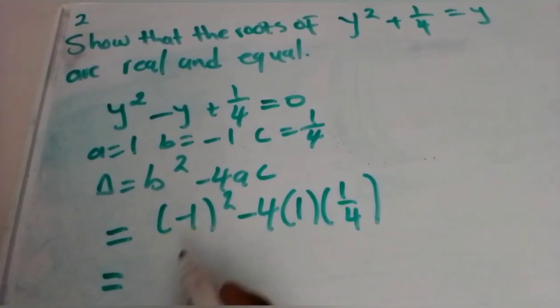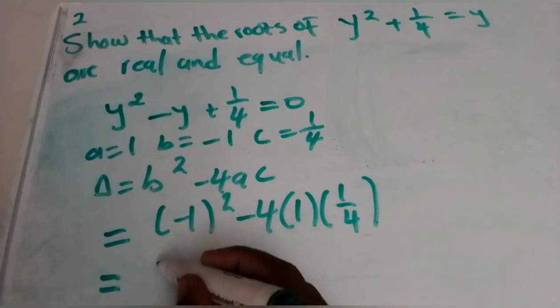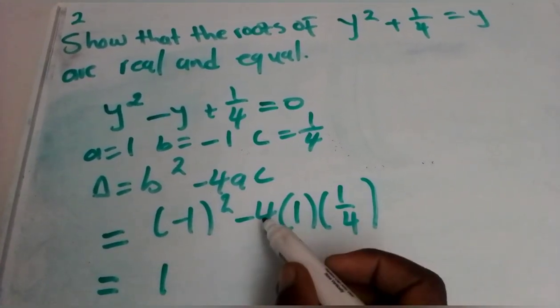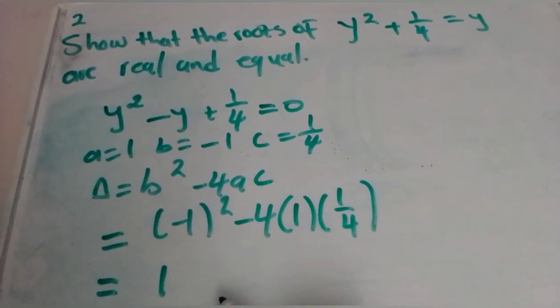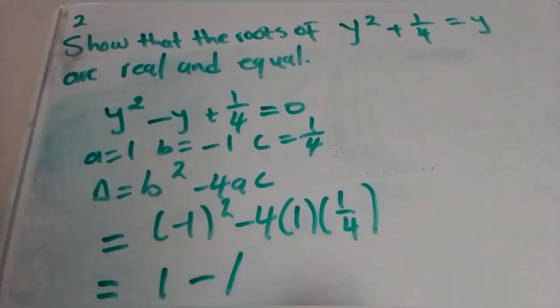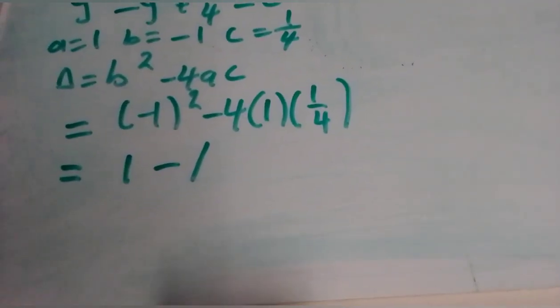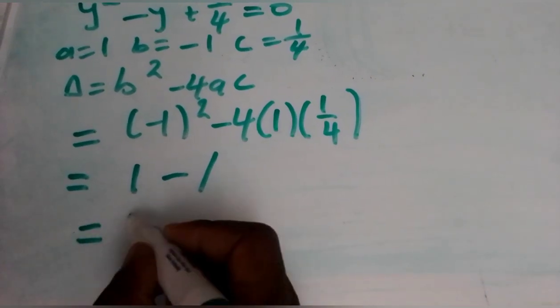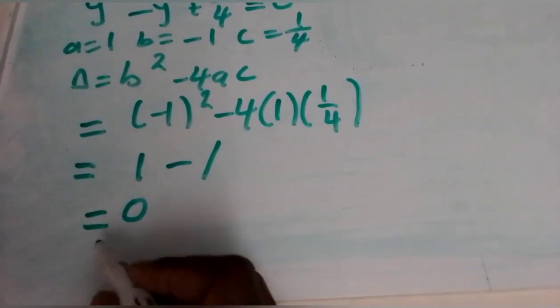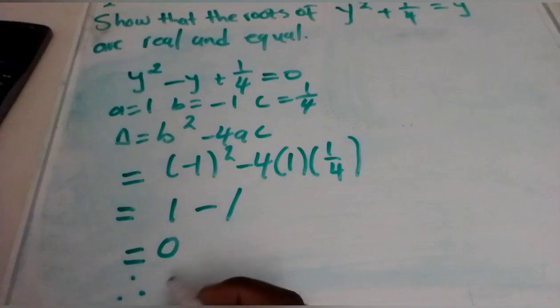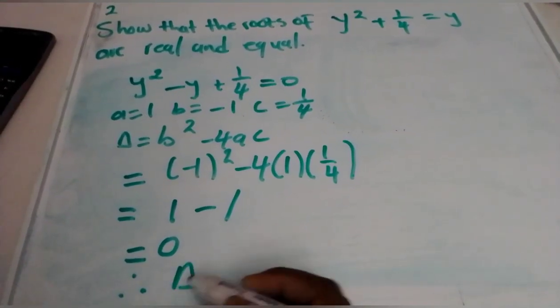So here you get 1, even here also you get 1. Just use your calculator. It is 1 minus 1. So 1 minus 1, it is what? Is it 10? No, it is 0. You are so clever.